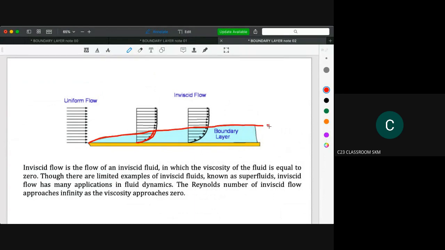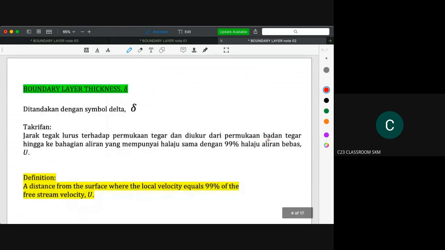And this layer is actually visible in experimental works. As I showed you in the previous video, you could see clearly a layer on the thin flat plate. So it means that the boundary layer is actually a physical phenomenon. You could prove it experimentally, which means we could calculate the thickness of the boundary layer. The first term that you should know is the value of delta. So delta means the boundary layer thickness.